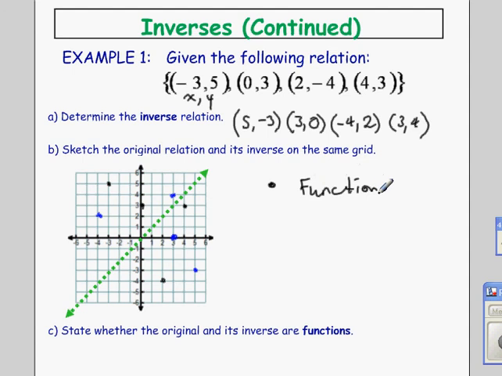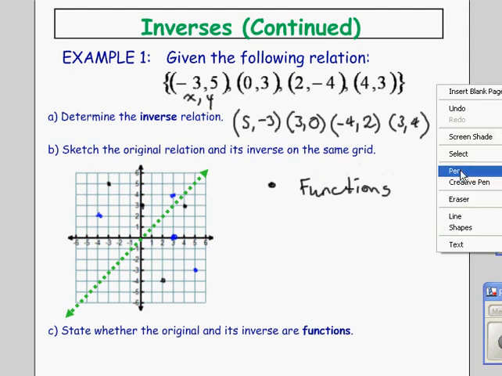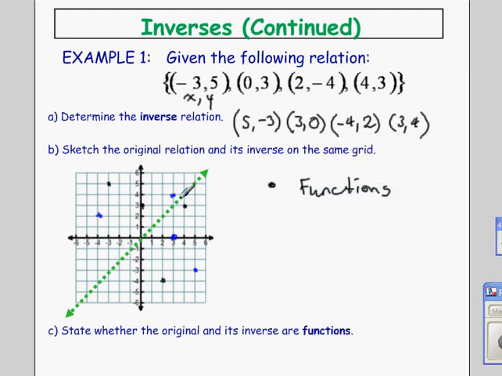If you take a look at the blue dots, the inverse, you can see that right here, two dots have the same x value but different y's. So that means it's not a function. It's going to fail the vertical line test. So not a function. That's how you find the inverse. You switch the x's and the y's.